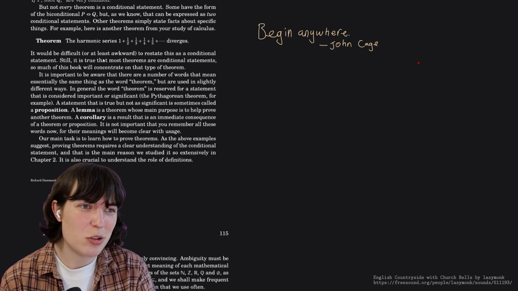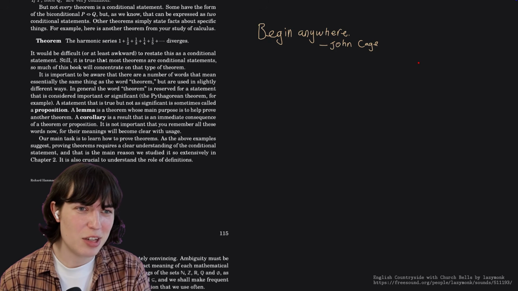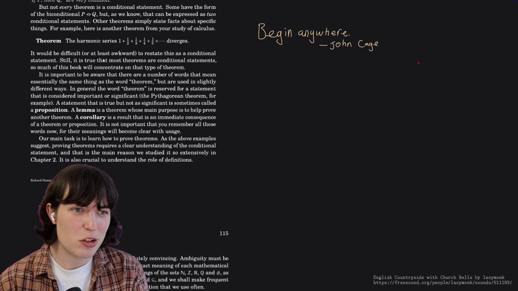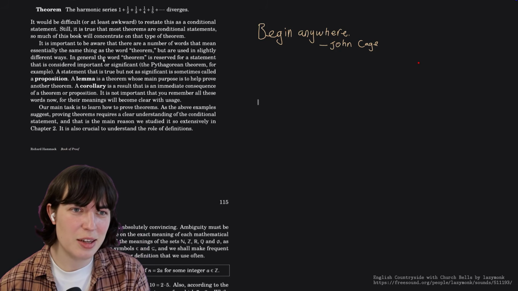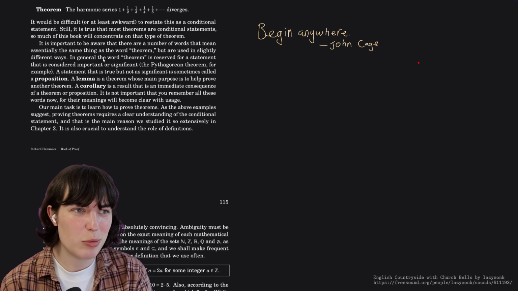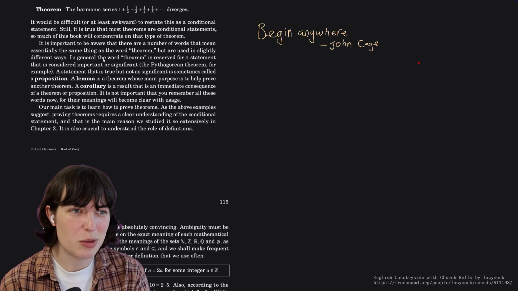It would be difficult, or at least awkward, to restate this as a conditional statement. Still, it is true that most theorems are conditional statements. So much of this book will concentrate on that type of theorem. It is important to be aware that there are a number of words that mean essentially the same thing as the word theorem, but are used in slightly different ways.